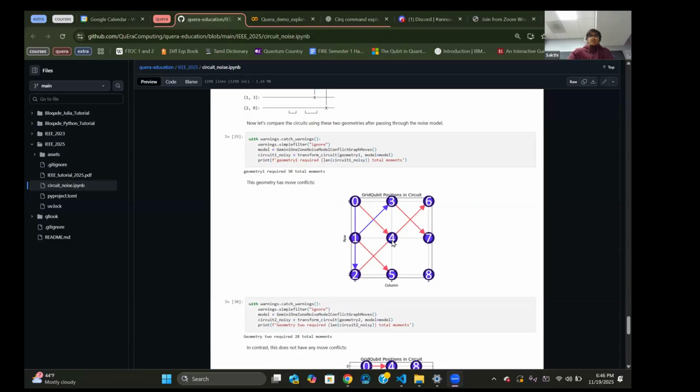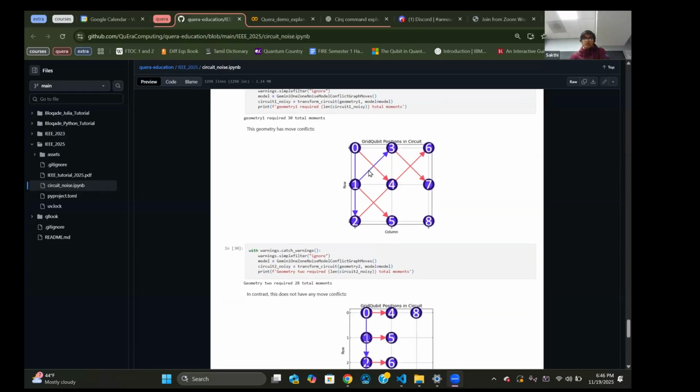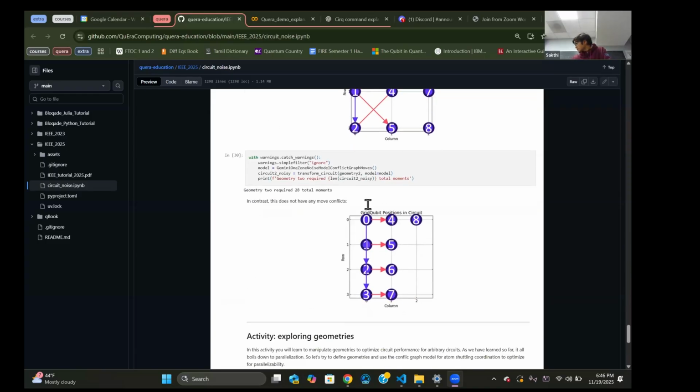the movement conflicts. Because you can't really move two qubits across diagonally to each other. If you want to take qubit 1 and qubit 3 and entangle them, and then qubit 0 and qubit 4 and entangle them, you can't move qubit 1 and 0 at the same time. You have to do one or the other, one after the other. So this piece of code is basically telling you the minimum number of moves that it takes to perform all these operations.